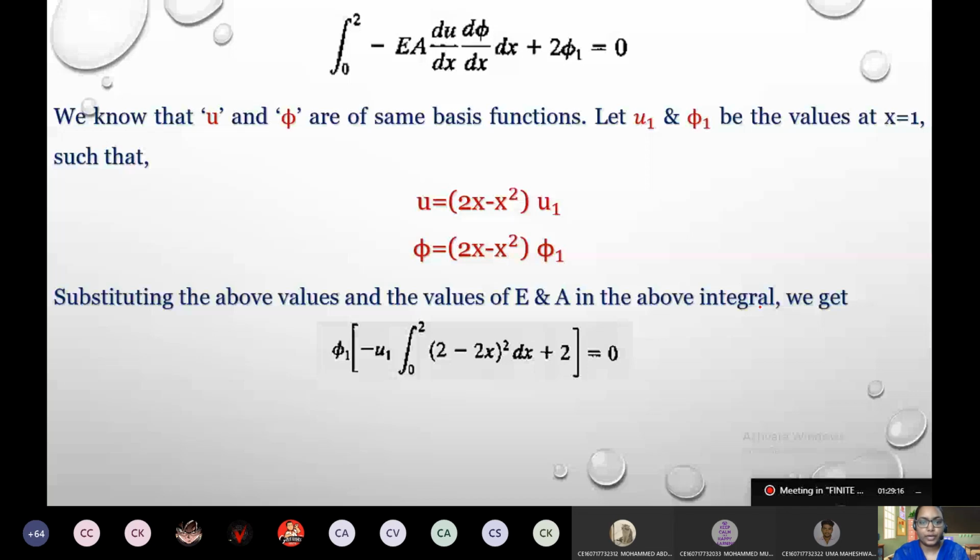Substituting E is equal to 1, A is equal to 1, u is equal to 2x minus x square into u1, phi is equal to 2x minus x square into phi 1. In the above equation, we get like this. When you further solve this, this is the point where we'll reach.